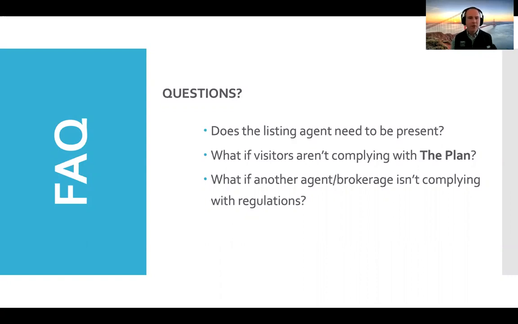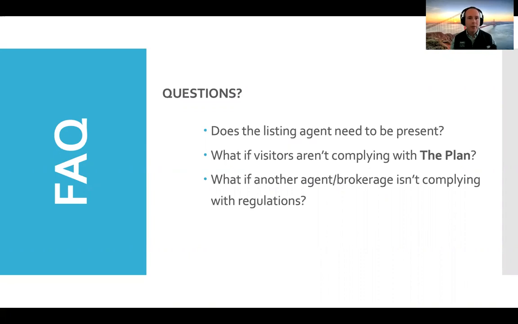Next question is, what if visitors aren't complying with the plan? In this situation, a visitor shows up and they're not wearing a mask or they're refusing to wash hands. Should you physically stop them? Should you bar them from entering? I will give you the answer that my company is giving, which is you should not physically stop somebody from doing something. But what you should do is report it to the owner. The owner can do something about it, report them to the police or OSHA for trespassing or violating the plan, not complying with the plan.